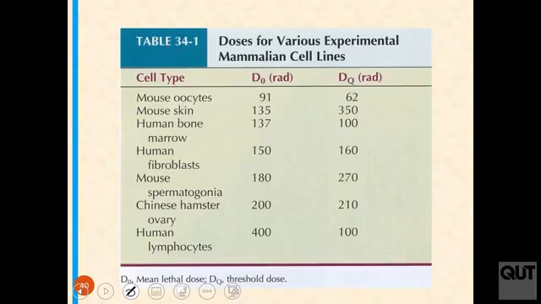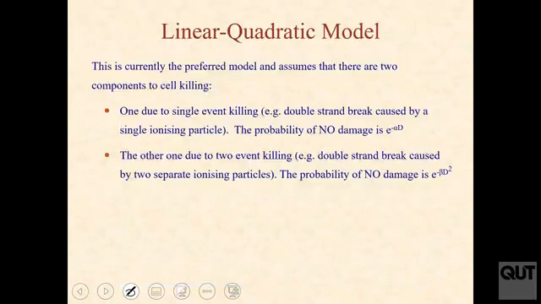Here are some doses for various experimental mammal cell lines, the D0 and the DQ. You can see that there's quite a bit of variation between different cell types.